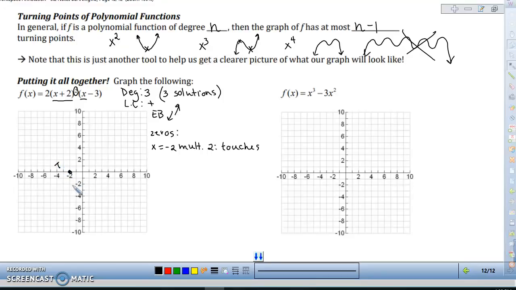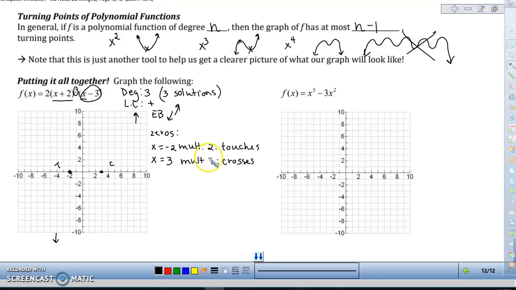and I'm going to put a little t next to it as a reminder that I am touching at that point. Sometimes it's also nice to draw in your end behavior so that you kind of know where you're starting and where you're ending. The second 0 comes from this other factor, x equals 3. That factor has a multiplicity of 1, which means that I am crossing at that point. So I'm going to put a little c here.